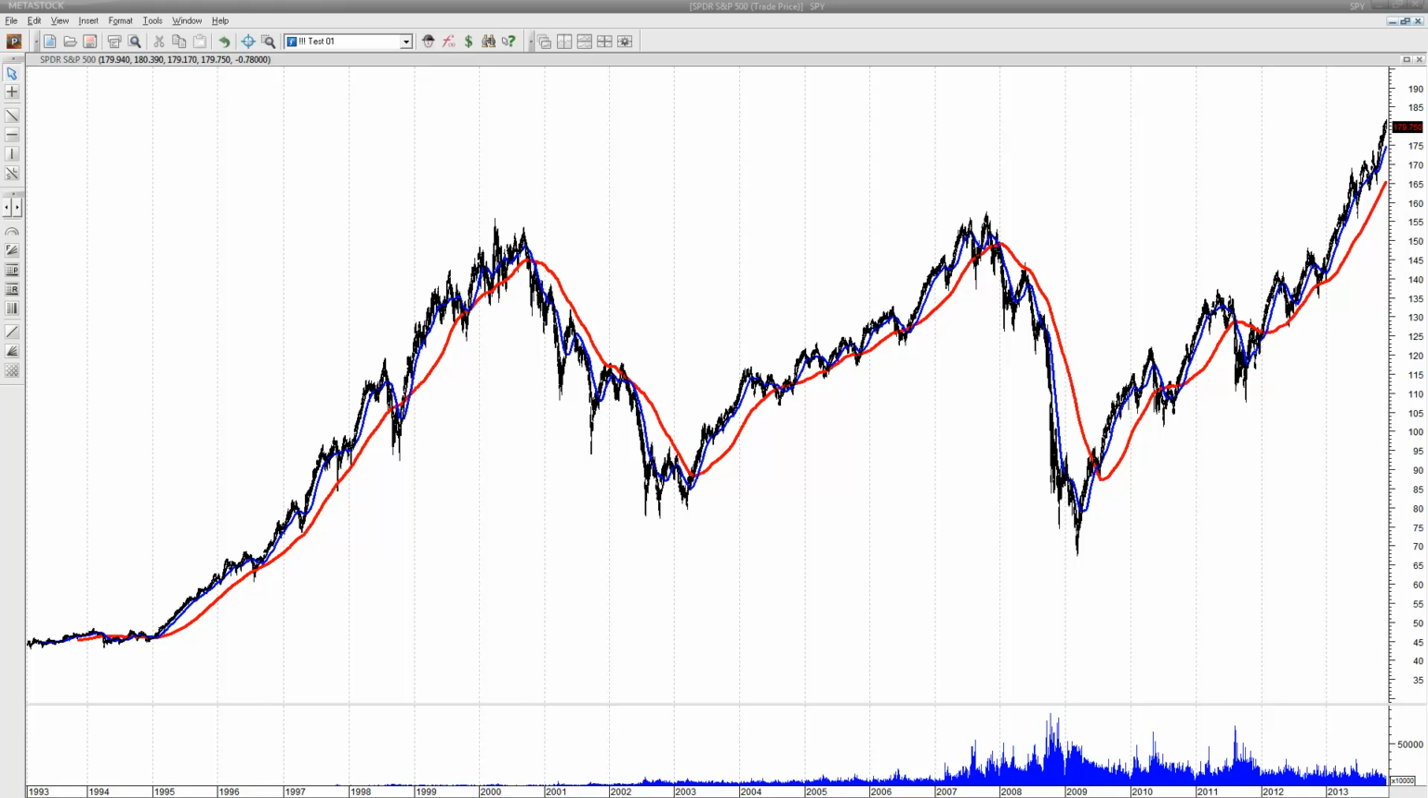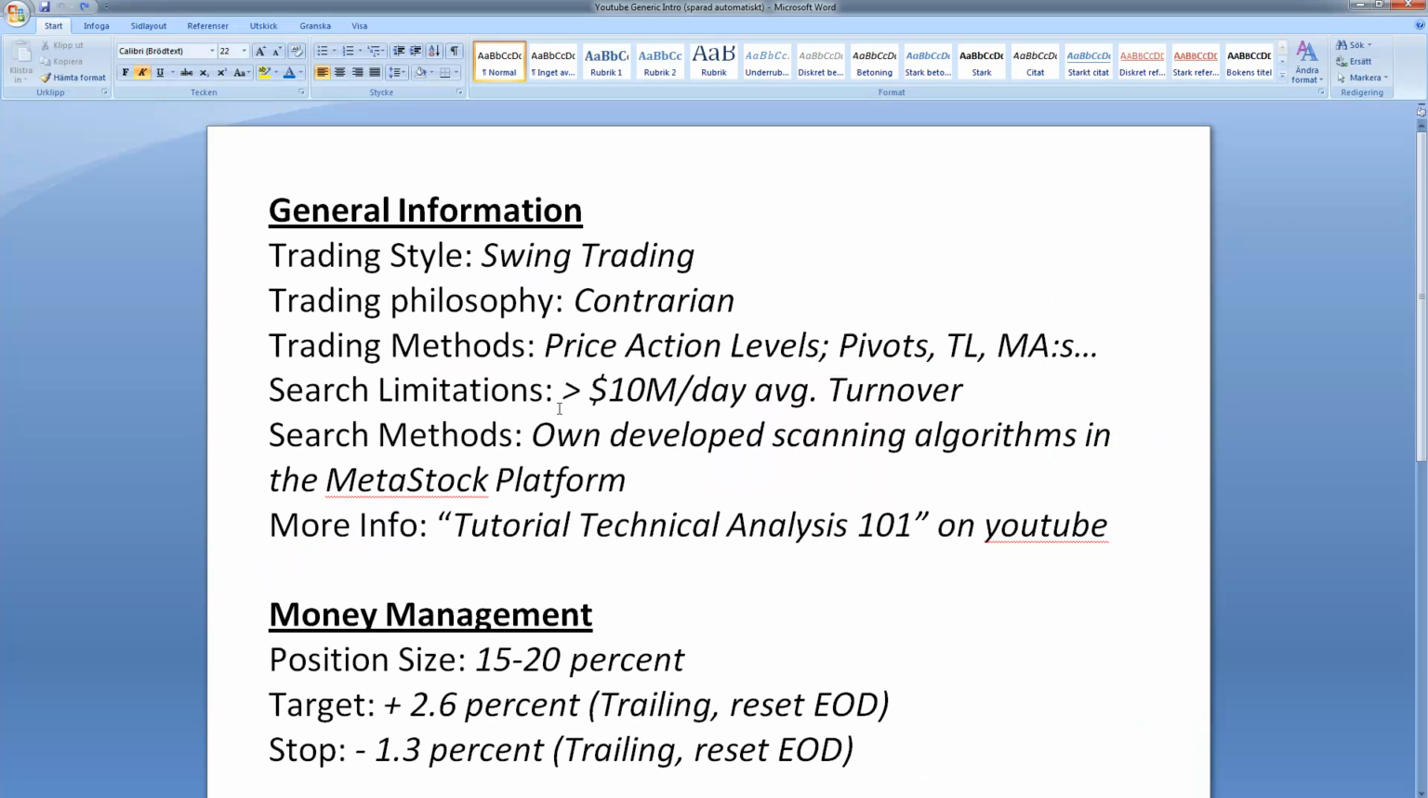Today I'm preparing the US market before the opening of the 4th of December 2013. I'm going to give you the information on how I work. I'm a swing trader. I use a Contrarian style. I pick up the setups from price action levels like pivots, trend lines, moving averages, Fibonacci's, and gaps. I'm only looking at stocks that have more than $10 million in daily average turnover.